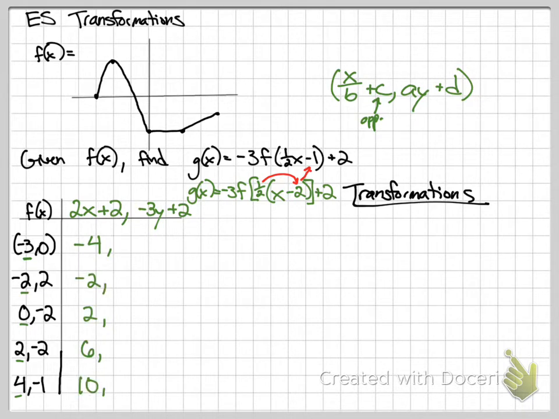Okay, this is what I got for all my x's. Then I'm going to transform the y values. So take each y value and multiply it by negative 3, and then add 2. This y value times negative 3 plus 2, all the way down. If you haven't yet, pause the video and finish your y's. Okay, there are my y values.